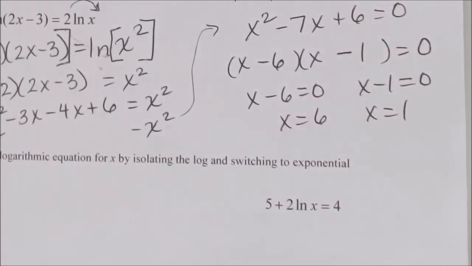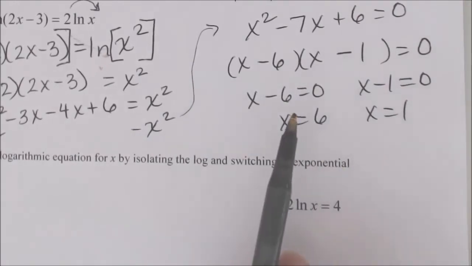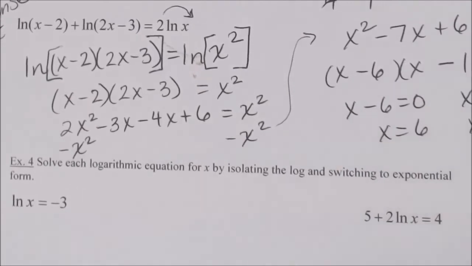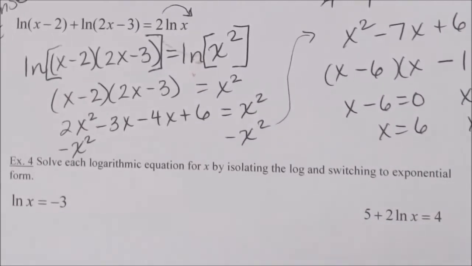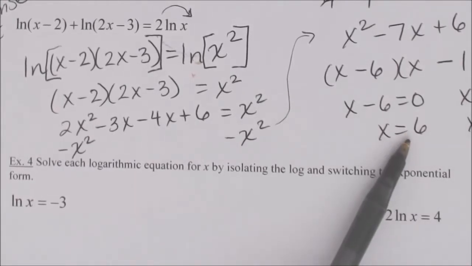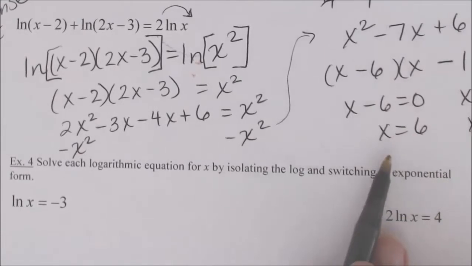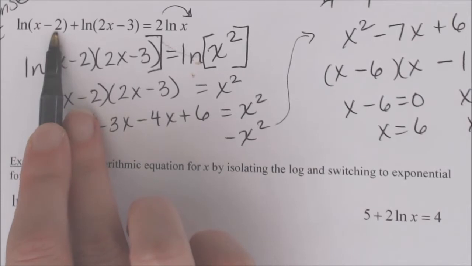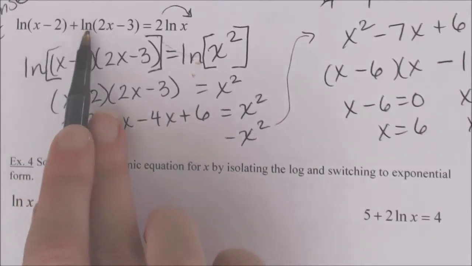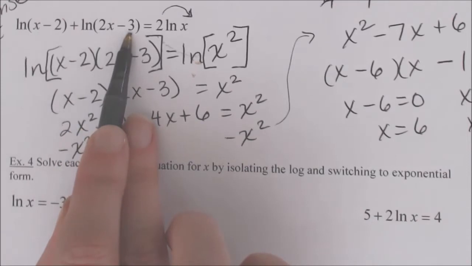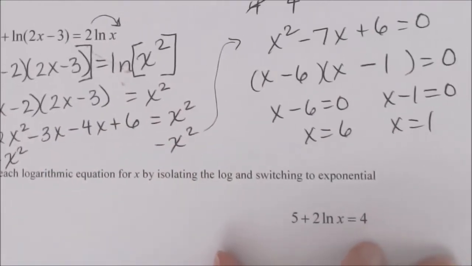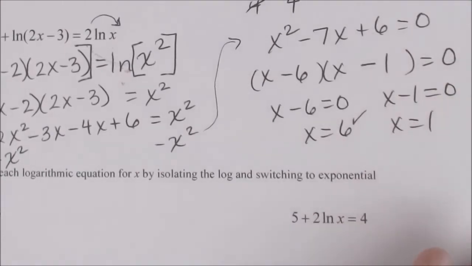Now, here's where you need to really make sure, especially when you have two solutions, that neither of these solutions, when you plug them into the original equation, will give you a negative or a 0 for that matter inside the log. Remember, we can only take the log of positive numbers. So let's start with x = 6. If I plug x = 6 into this original equation, I get 6 minus 2. Is that a positive number? Yes, it is, so we're okay. 2 times 6 minus 3, is that a positive number? Yes, so we're okay. And if I plug in 6 into x, I just get 6. We're okay there.